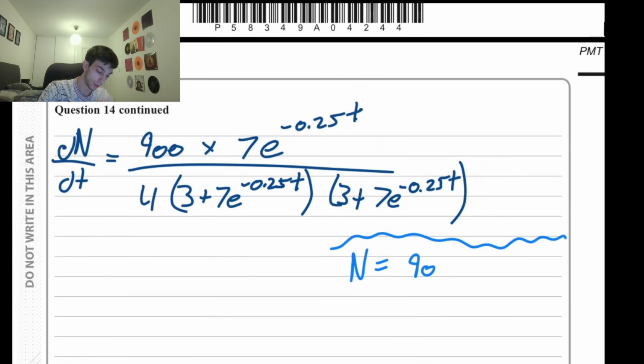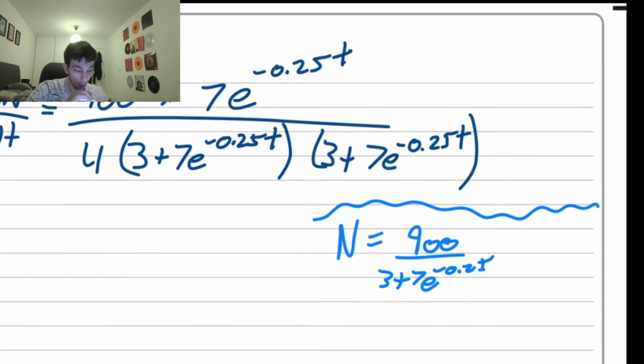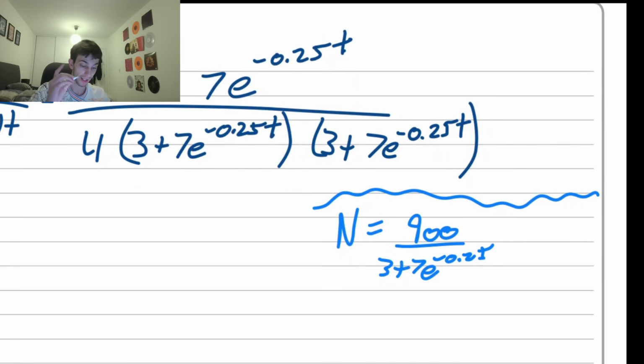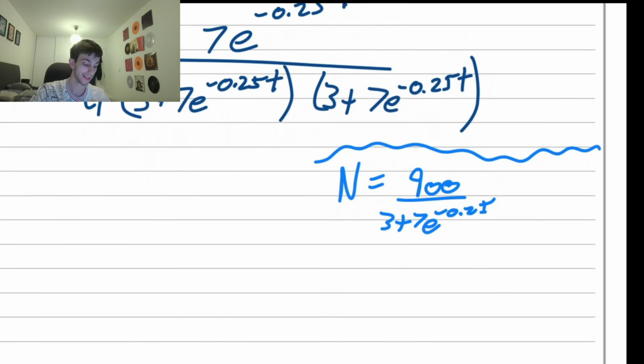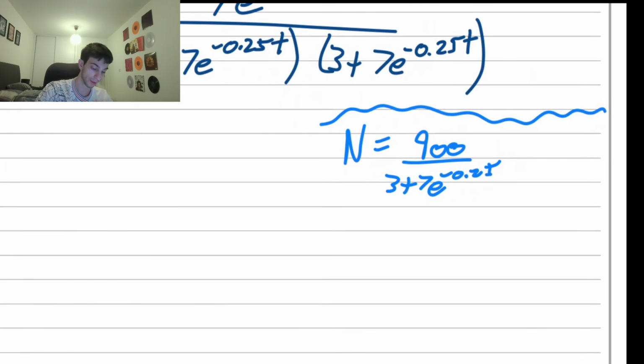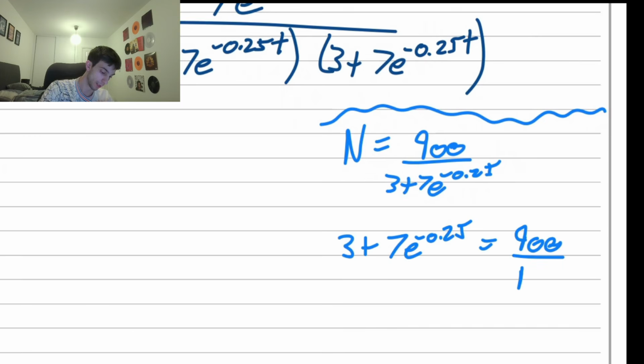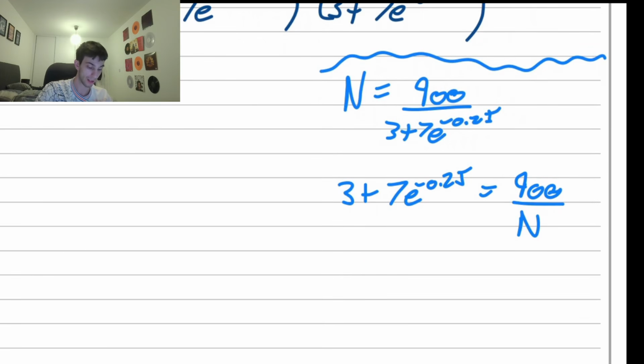So we have that n equals 900 over 3 plus 7 times e to the minus 0.25t. So what are we trying to get rid of? Well, we also have this 7 multiplied by e to the minus 0.25t in the numerator, and then we have 3 plus 7 times e to the minus 0.25t in the denominator as well. So we can actually make that the subject. So we have that 3 plus 7e to the minus 0.25t is equal to 900 over n.